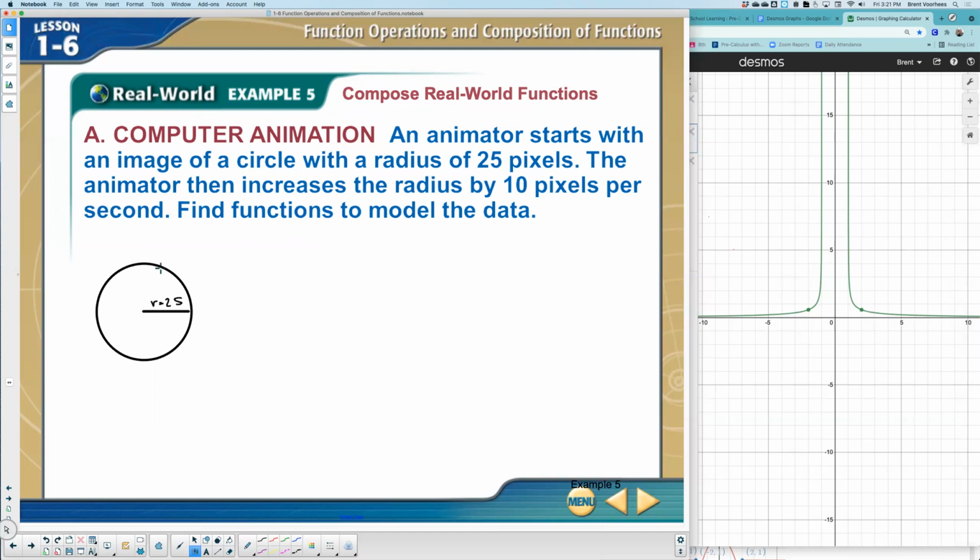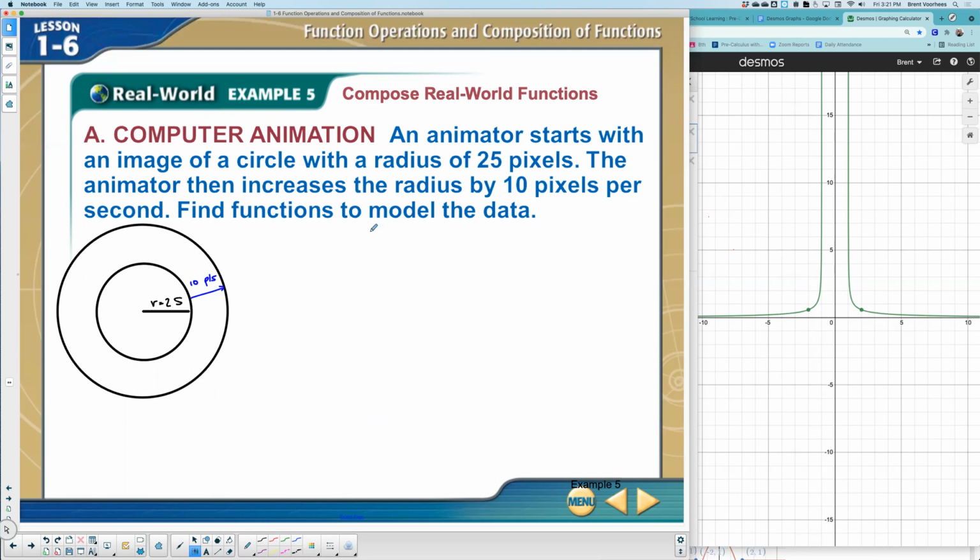And it says the animator then increases the radius by 10 pixels per second. So this radius is actually going to get larger and larger. So my circle, though it starts here, is going to get larger and larger and larger. It's going to increase by 10 pixels per second. So this is increasing here, 10 pixels per second. So if that's happening, it says find functions, model this data.